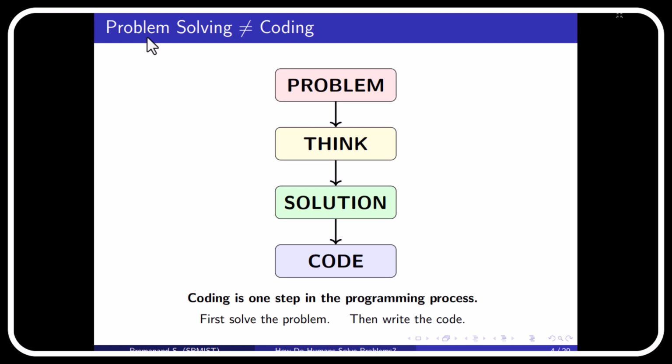We first understand the problem, we think about a solution, and only then we translate that solution into code. So coding is one step in the programming process. So remember, first solve the problem, then write the code. Your first programming tool is not the keyboard, it is your thinking. But when a problem becomes big, thinking about the entire problem at once can become difficult.